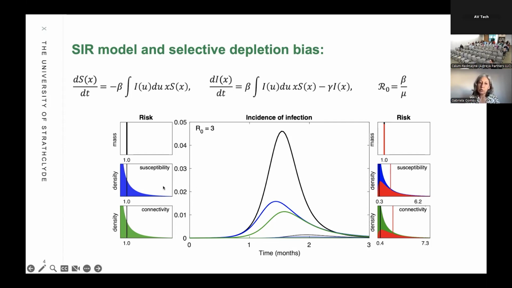And if instead of heterogeneity in susceptibility, you do heterogeneity in connectivity, like some individuals are more connected, so they are more likely to acquire infection, but also more likely to transmit infection to others, you get the same phenomenon. You get this green curve because of selective depletion.